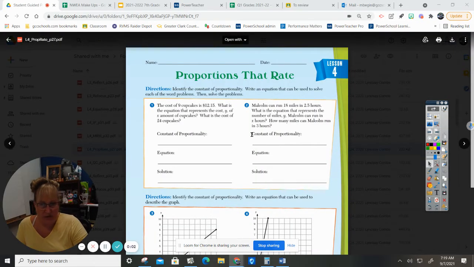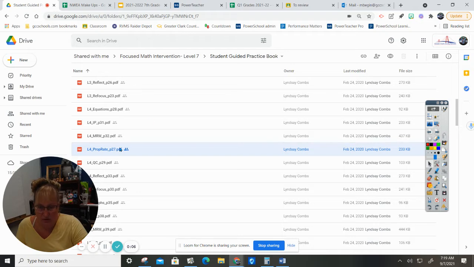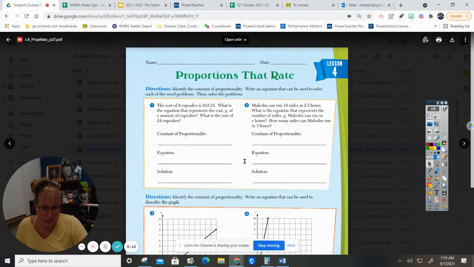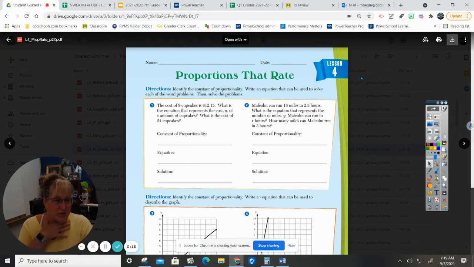Okay, we should have already done, we may have already done this one. I'm trying to figure out how to make this bigger for you. I guess I can't. There should be a little zoom.